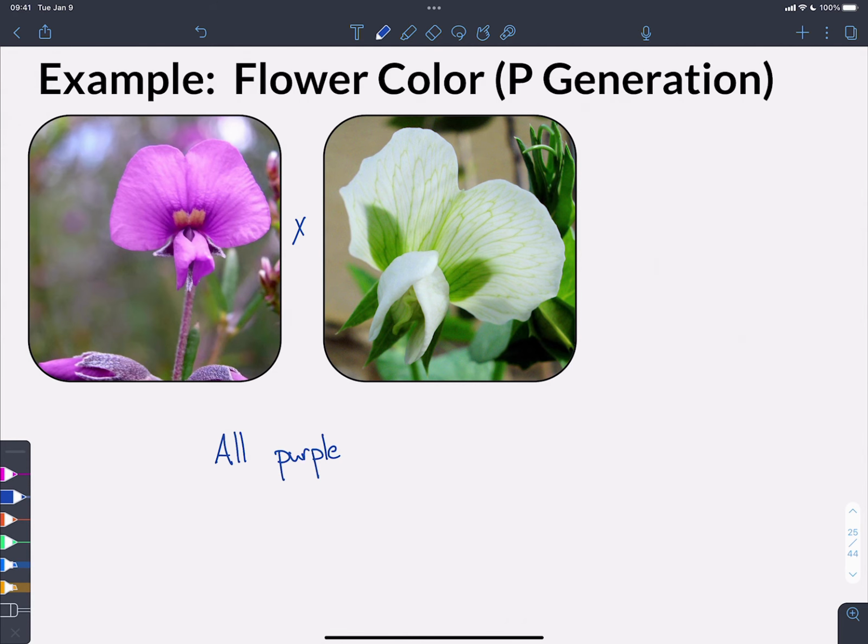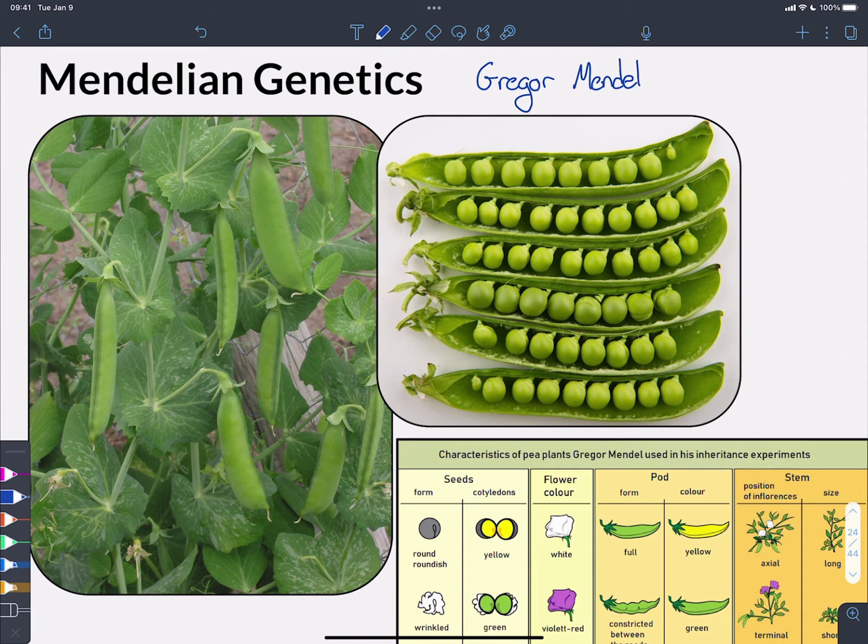And so we should talk a little bit about the terminology that we're going to use here. We're going to call this cross between parents the P generation. And then we're going to call the resulting offspring the F1 generation. Every time Mendel did this for all of his traits, he would always find the same thing. Like if he crossed constricted and full pods, for instance, all the offspring would be constricted, or axial and terminal, all the offspring would be terminal, or yellow seeds and green seeds, all the offspring would be green seeded.